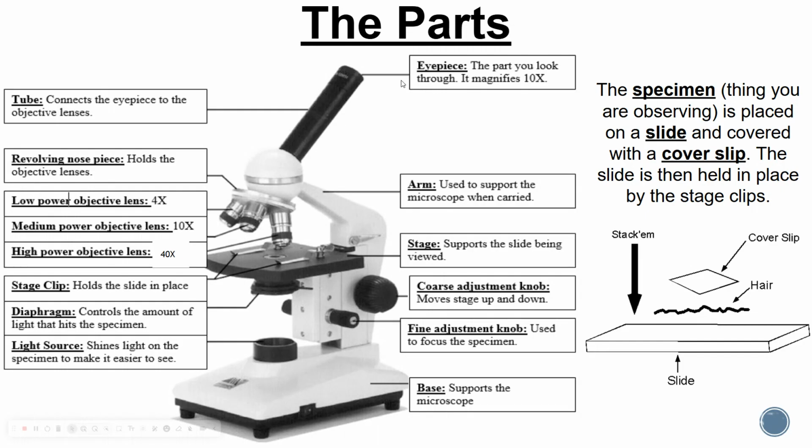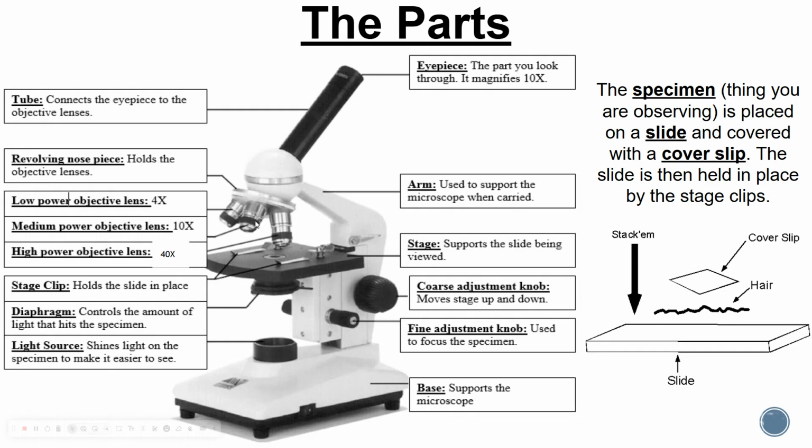But think about this carefully. Suppose I'm looking through the eyepiece and through the low power. I'm magnifying 10 times 4, 40 times. If I'm looking through the eyepiece and the medium power, I'm magnifying 10 times 10, 100 times. And if I'm looking through the eyepiece and high power, I'm magnifying 10 times 40, 400 times. So you have basically magnification happening twice at the eyepiece lens and at the objective lens.